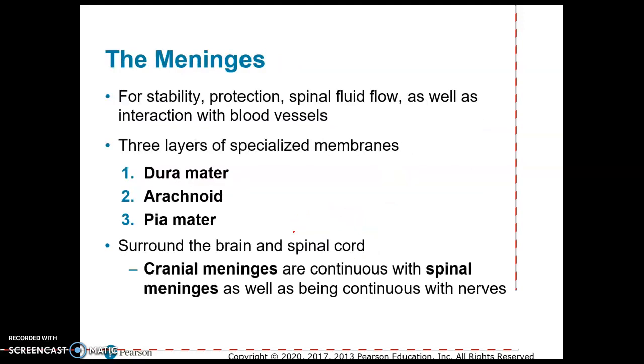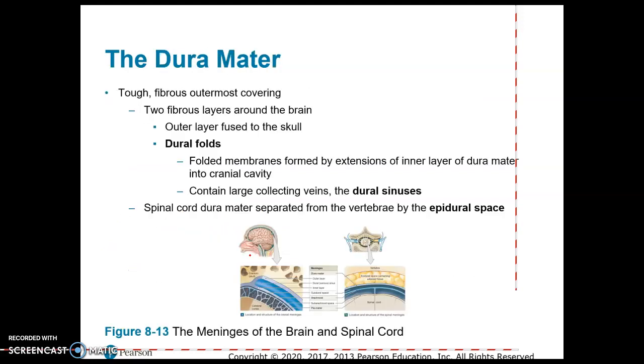All right, you do need to know the meninges. The meninges are the 3 layers of specialized membranes that surround the brain and spinal cord. You may have heard of meningitis. My daughter's going to be a senior, and she just got a meningitis vaccine, and that's something that all seniors, at least in Wilson and Wayne counties, have to have in public school. So the 3 layers of specialized membranes are called the dura mater, the arachnoid, and the pia mater.